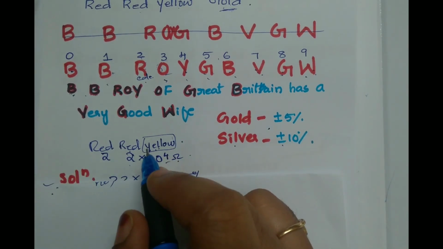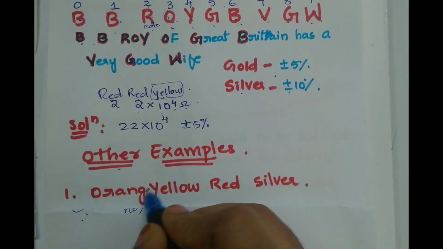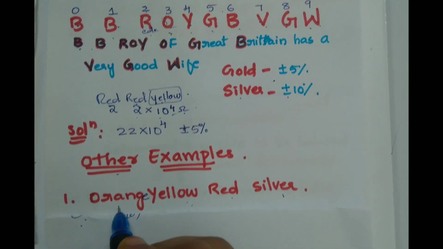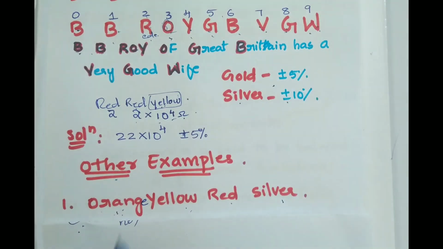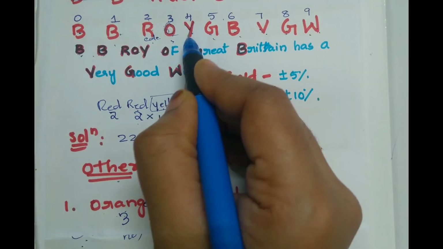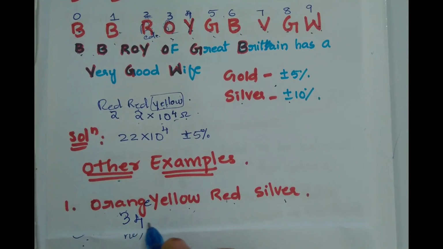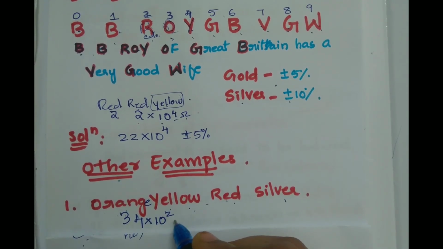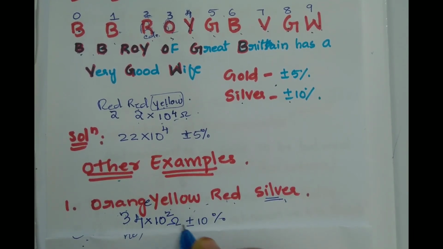For understanding, let us take one more example. Another example we can consider: orange, yellow, red, and silver. So here you can see orange. Orange is 3, right? So you will write here 3. And yellow is for 4, so you will write here 4. And red is for 2, right? The third is always the multiplier, that is to the power of 10. That is, red is for 2. And then silver means plus or minus 10% tolerance. This is your ohm resistance unit.